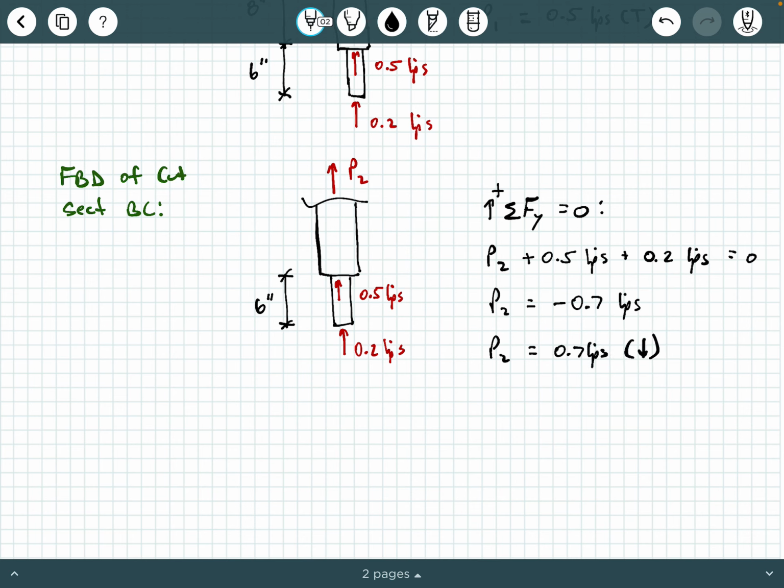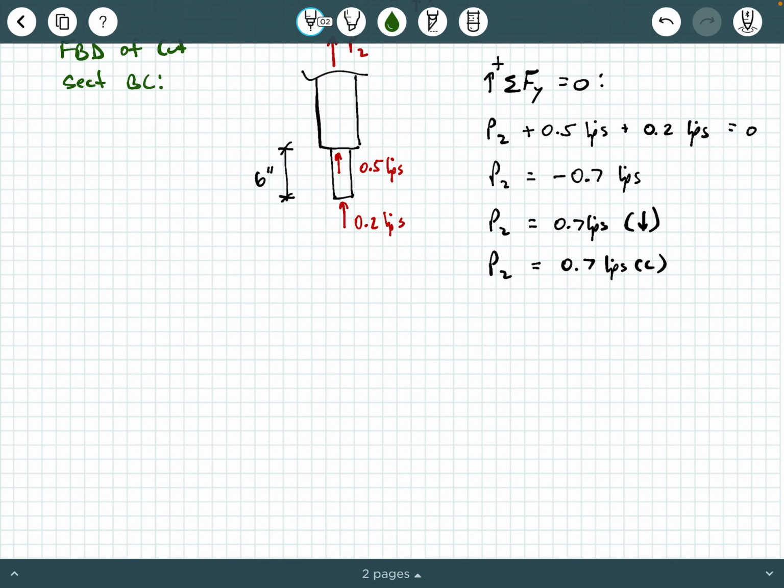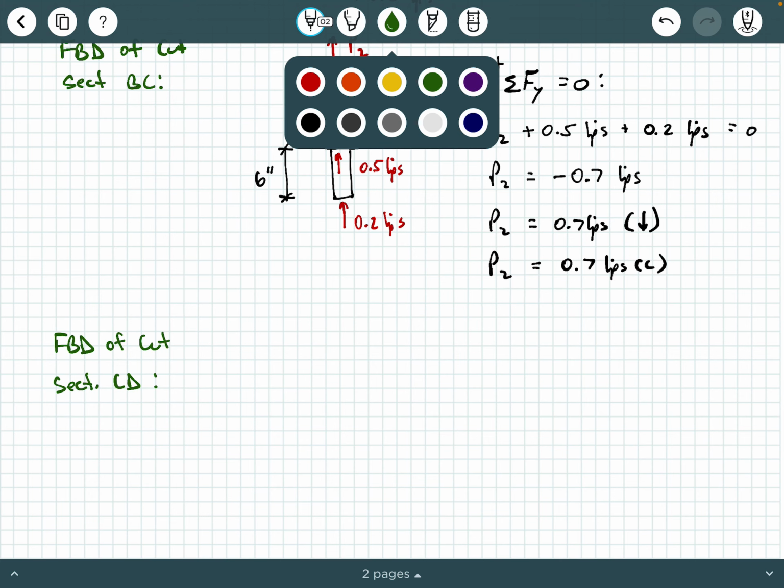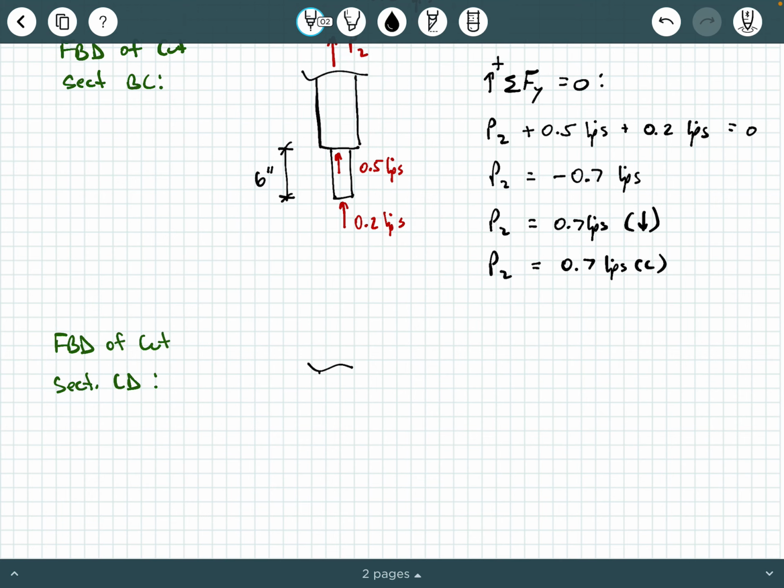And if you also remember from statics, if you have a force that is calculated as pointing into the cut, then that is a compressive force. So P2 is going to be 0.7 kips in compression, okay? Last step, we're going to do this one more time, but for CD. So we're going to draw the free body diagram of cut section CD, and we're just going to make a cut through that last little segment CD.